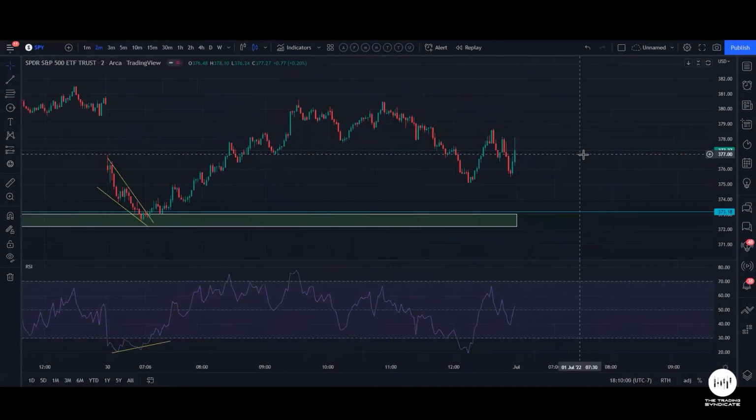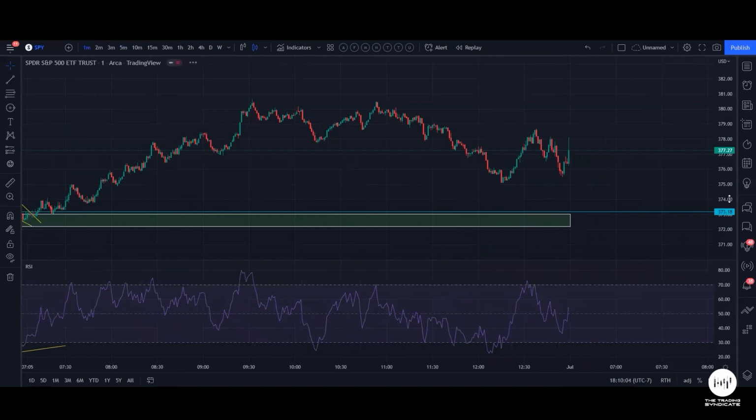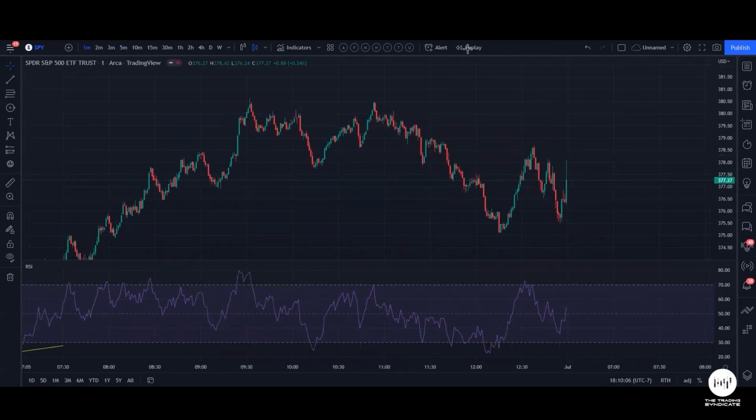And the next thing is actually called hidden divergence. Now, hidden divergence is something that helps you identify where there's likely to be a continuation downward or upward for that matter. Notice here, if I mark this high, and then I mark this high over here, and I mark the high on the RSI that corresponds with the first high I marked, and do the same for the second high that I marked.